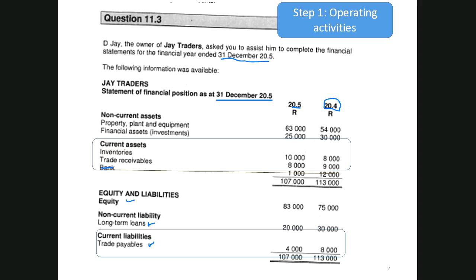So it's a good idea when you get a question just to look at the statement of financial position, have a look at which accounts they're giving you, because that's going to affect what calculations you're going to need to do. Because I know often the question is, which ledger accounts do I need to do? This is already giving you an idea of the kind of ledger accounts you're going to need to do.